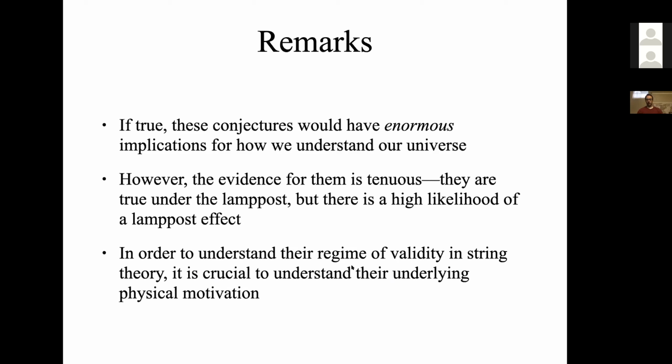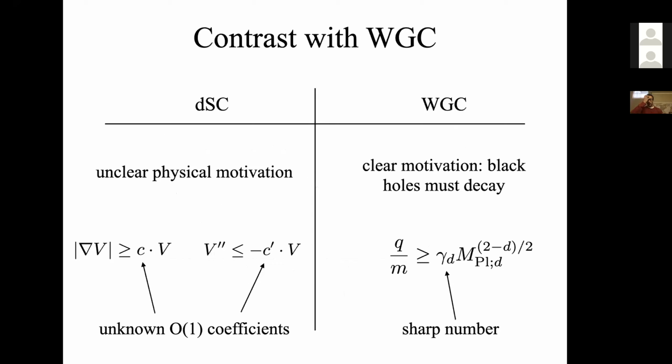In order to understand what this domain of validity is, the first thing we need to do is understand the underlying physical motivation behind these conjectures. This is really, I think, what is lacking at present from these statements. To clarify this, I want to contrast the case of the de Sitter conjecture with the weak gravity conjecture, which is another swampland statement, which I would say is on much more rigorous footing. Much more evidence, as well as bottom-up type arguments, have been given in support of the weak gravity conjecture.